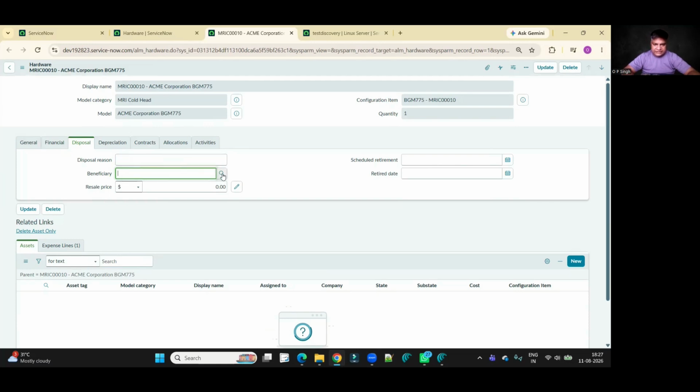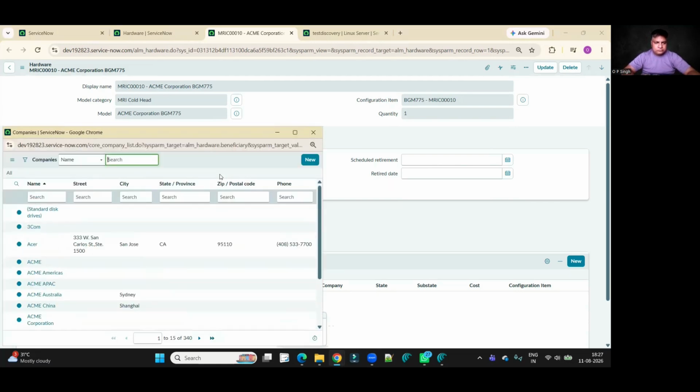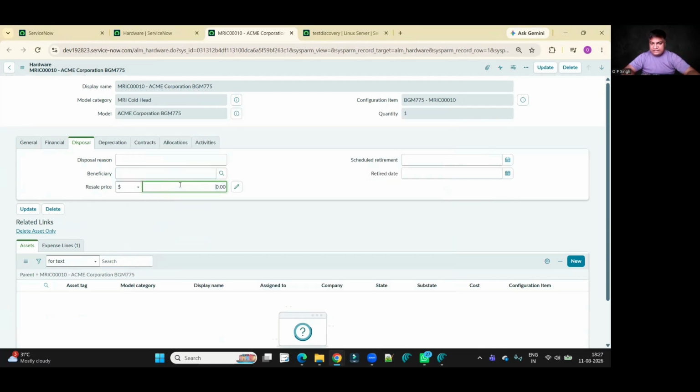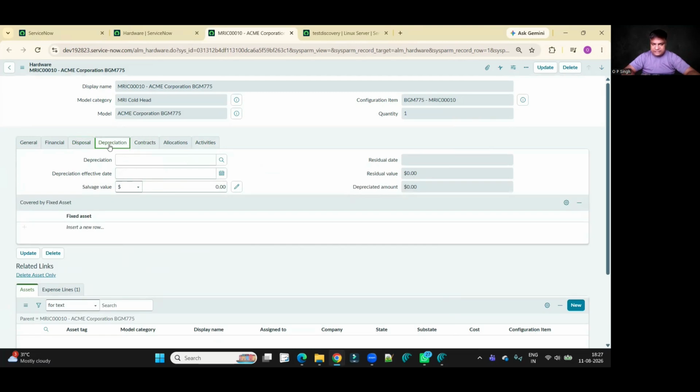Who is the beneficiary here? So who is the beneficiary? It means to whom you are going to dispose this. So again, that will be a company. So it's the company here. If you are reselling, then what is the resale price? All these are self-explanatory things. Then we have depreciation. So you can note down the depreciation as well.